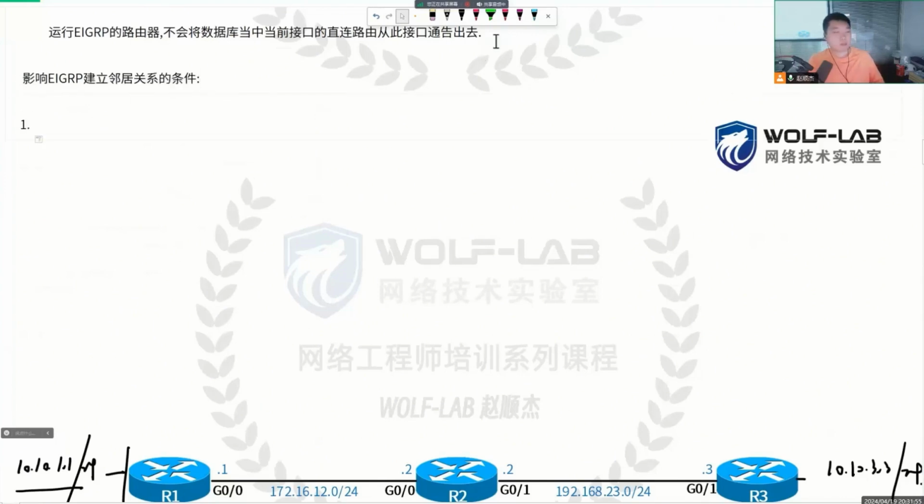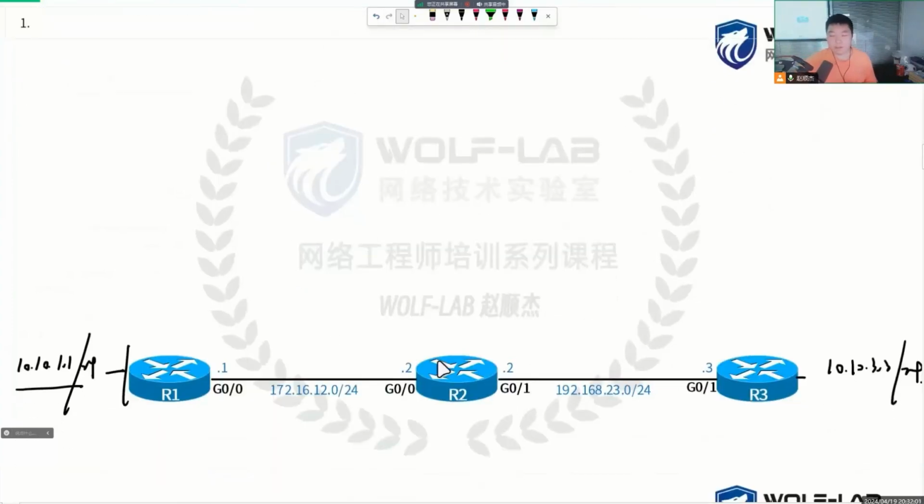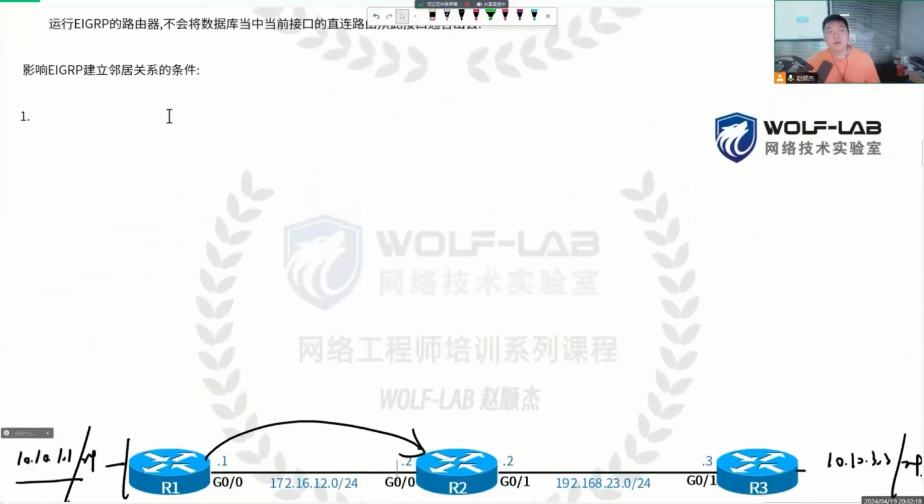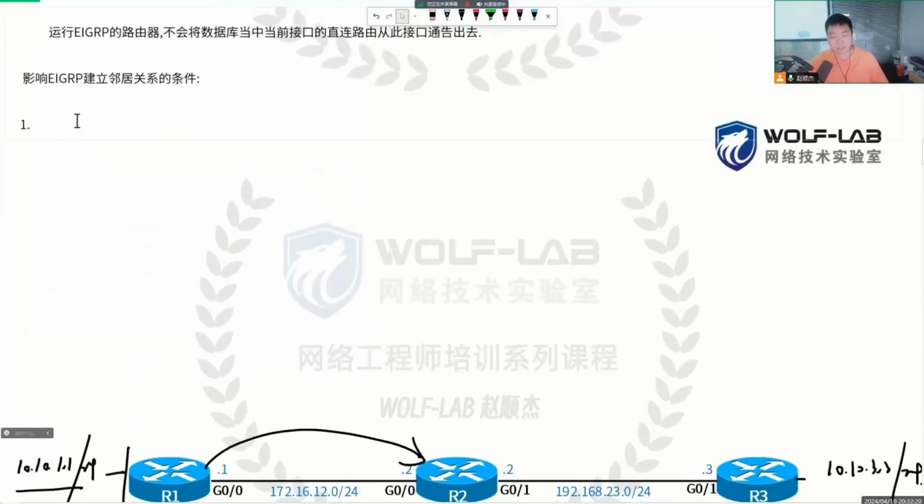Okay, we are now going to establish a good EIGRP neighbor relationship, for example between R1 and R2. If we want to establish a neighbor relationship, what points do we need to pay attention to? How can we establish a normal EIGRP neighbor relationship? What content will affect it? The first point is the EIGRP AS number. The AS numbers must be consistent to establish an EIGRP neighbor relationship.